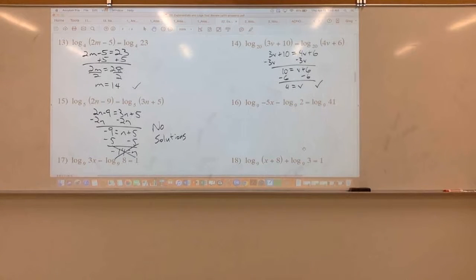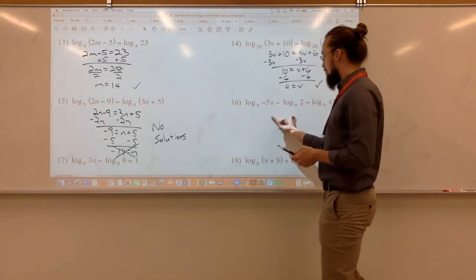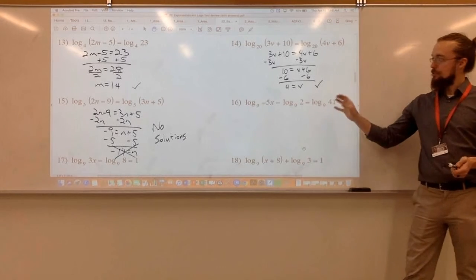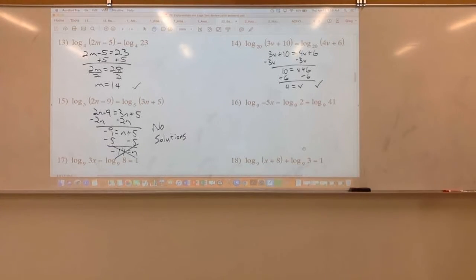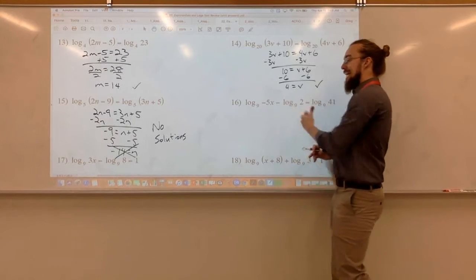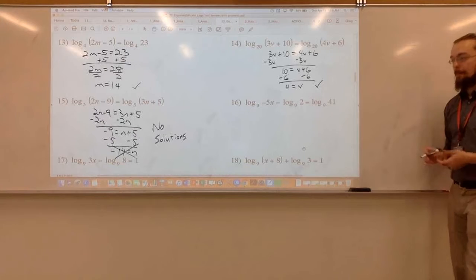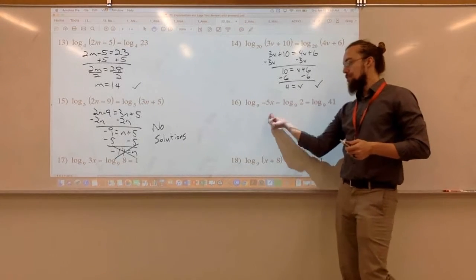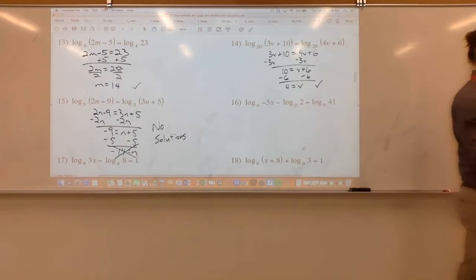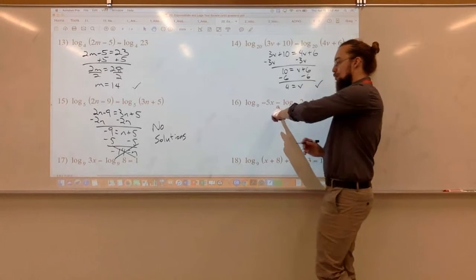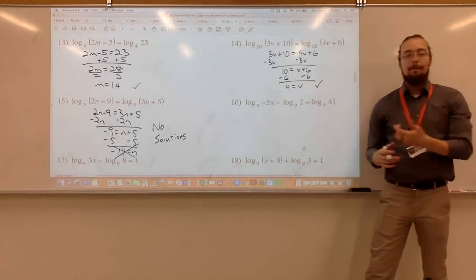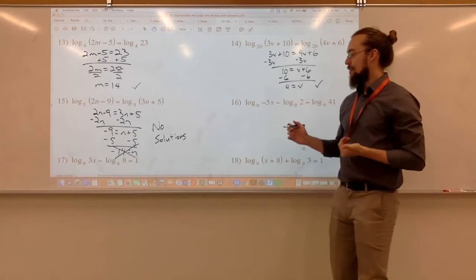We okay on those? Nice. Then on 16, we have a similar situation as the last three, but there's one extra thing we have to take into account. I've got two logs on the left side of the equation here. I need to combine these into a single log before I can take what's on the insides and set them equal. So if I'm subtracting two logs, I can combine these by dividing what's on the inside of the log.